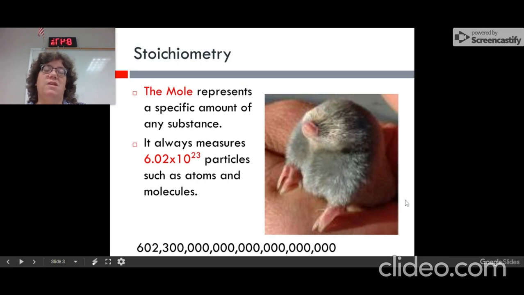Just like we use the word dozen to equal 12. So a dozen donuts is 12 donuts. A dozen eggs is 12 eggs. A dozen atoms would be 12 atoms. Well, a mole is the same type of thing. A mole of pizzas would be 6.02 times 10 to the 23rd pizzas, or a mole of donuts would be that many donuts, just like a mole of atoms is that many atoms.